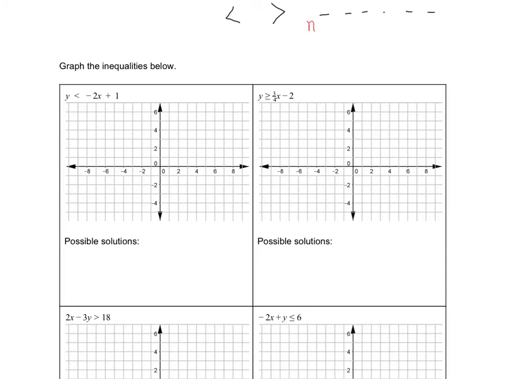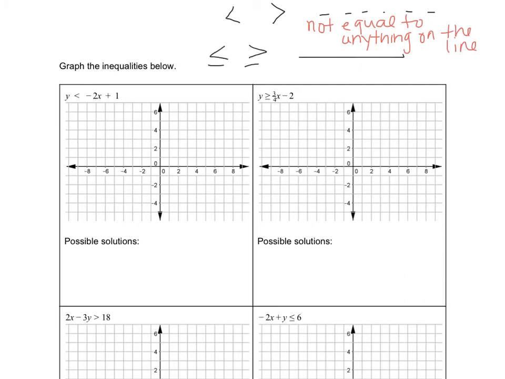So this shows not equal to anything on the line. But if we've got less than or equal to or greater than or equal to, that's a solid line, which shows that it could be equal to anything on the line. So I'm going to show you what I mean.